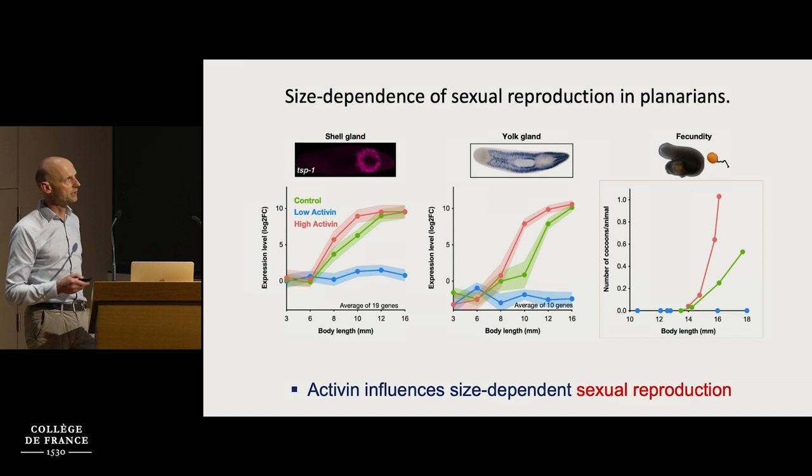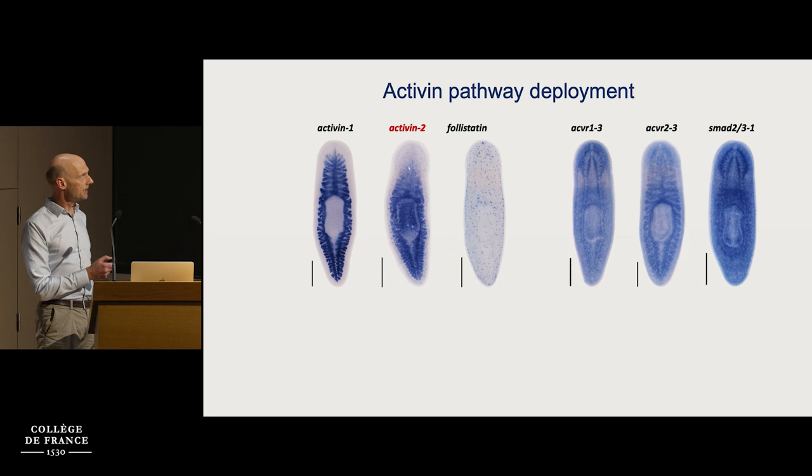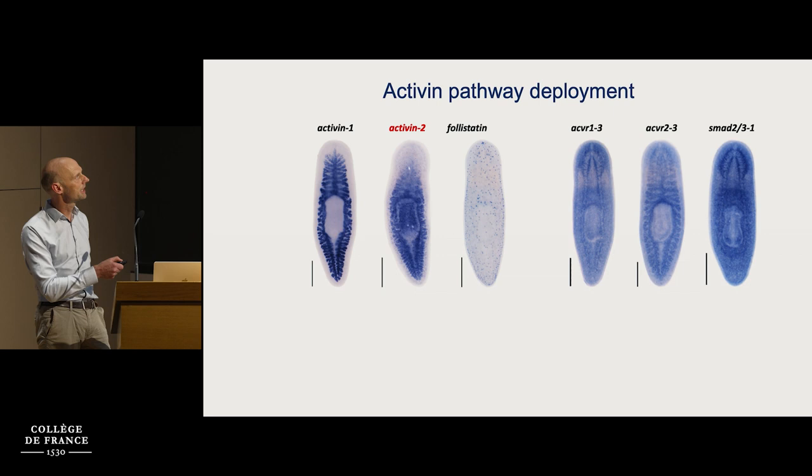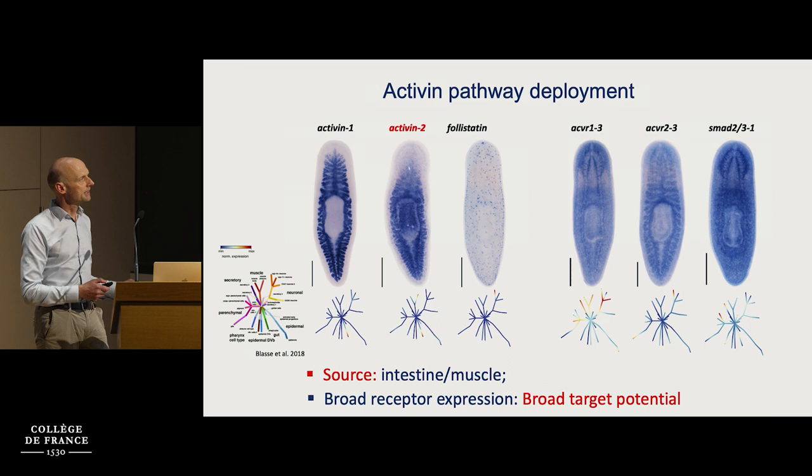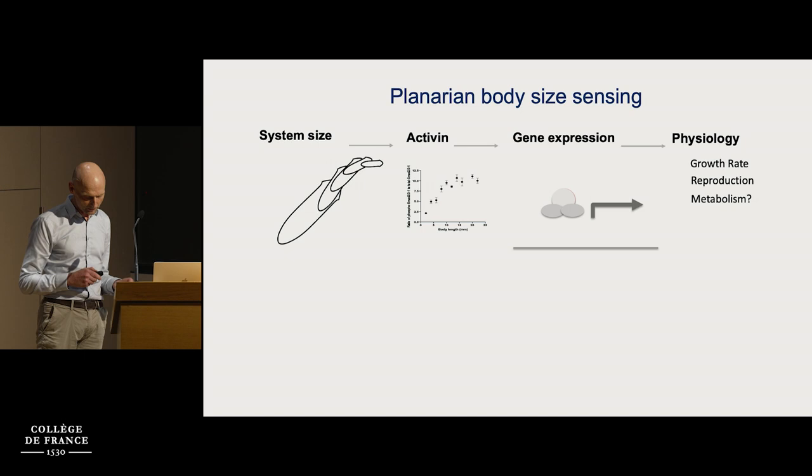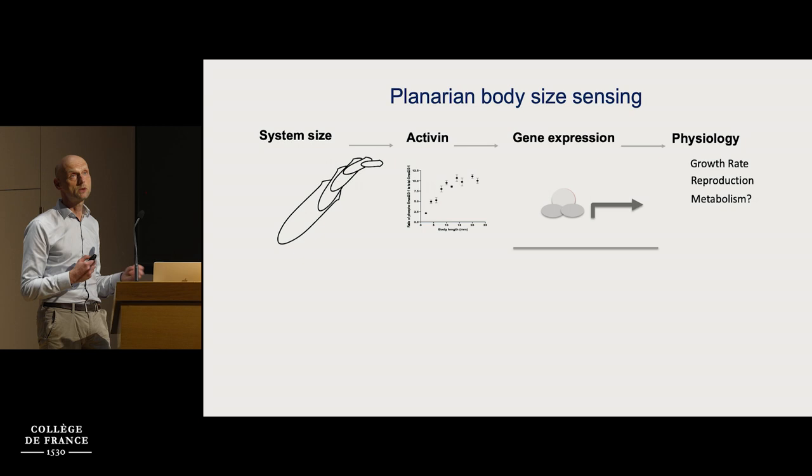Now, finally, where are the components expressed? Interestingly, again, the activin ligands are expressed on the surface of the gut, of the intestine, once again, whereas the receptors are expressed throughout the animal. So we think that this means that activin is very likely acting as a systemic hormone that has multiple different target tissues. Putting all of this together, what we can say now is that planarians have a system in place that senses system size and converts this into size-dependent activin signaling, which via dose-dependent gene expression changes then ultimately tunes aspects of planarian physiology to the size of the animals.